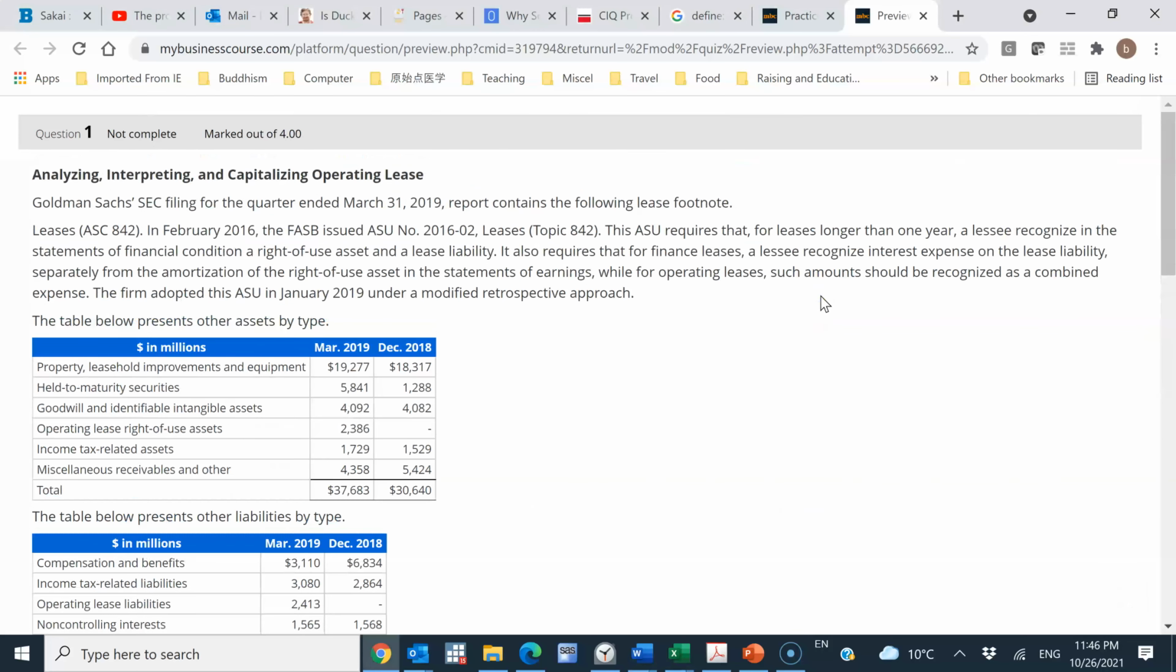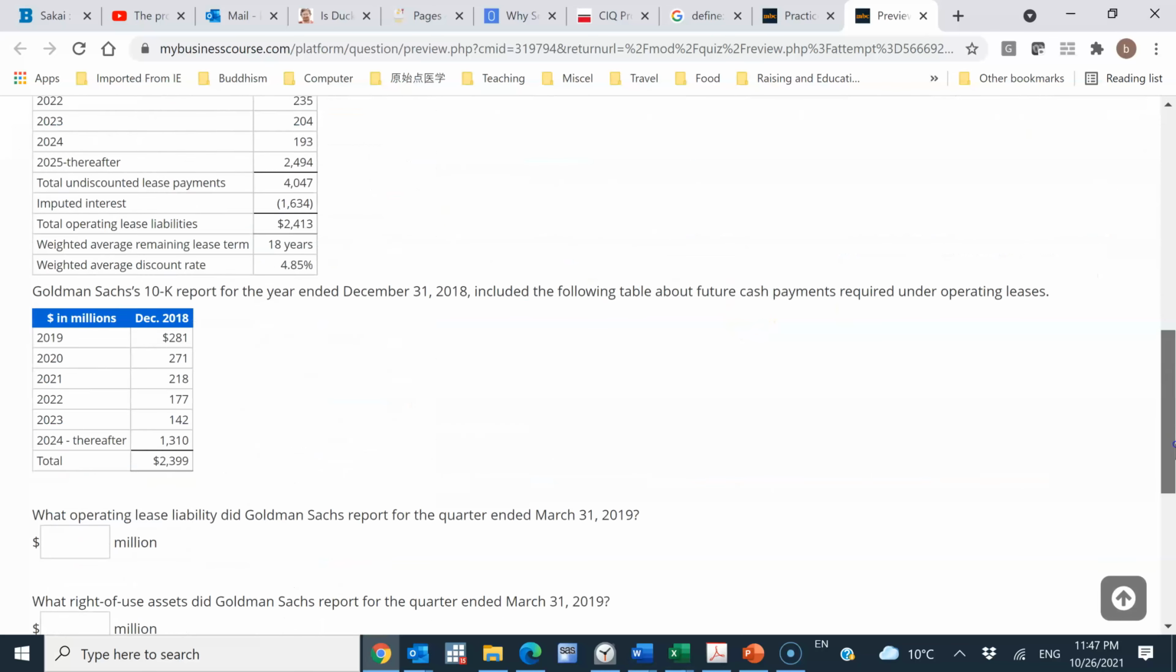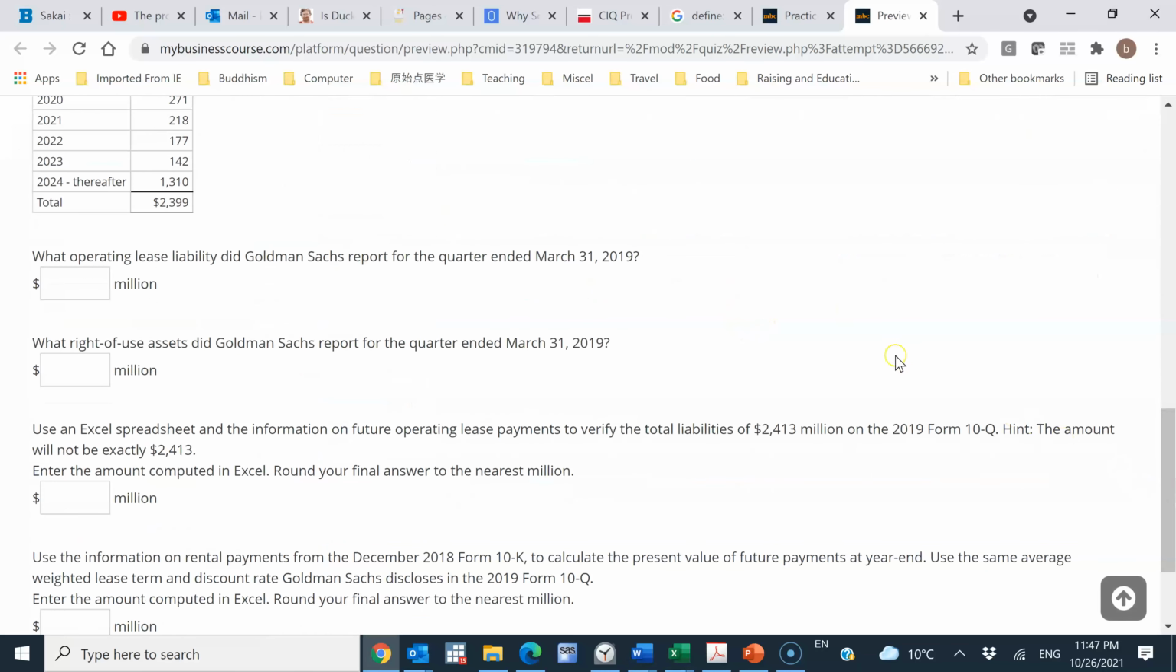This is question number 3 on practice homework 8 for module 10. This is a question about, given the future payments for the operating lease, we are asked to verify the liabilities which are shown on the balance sheet.